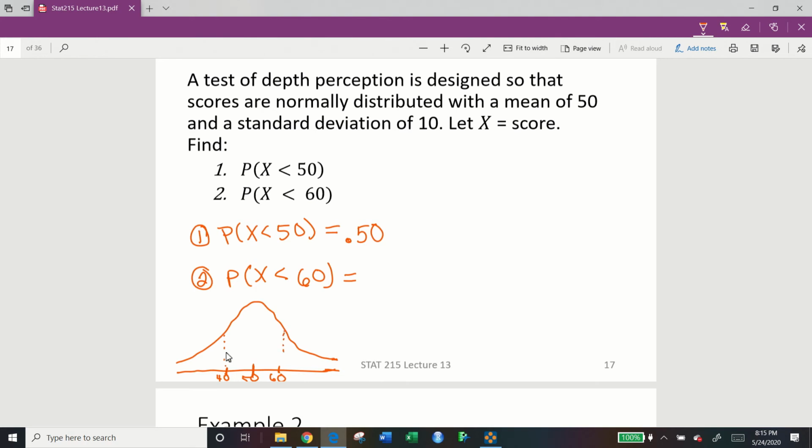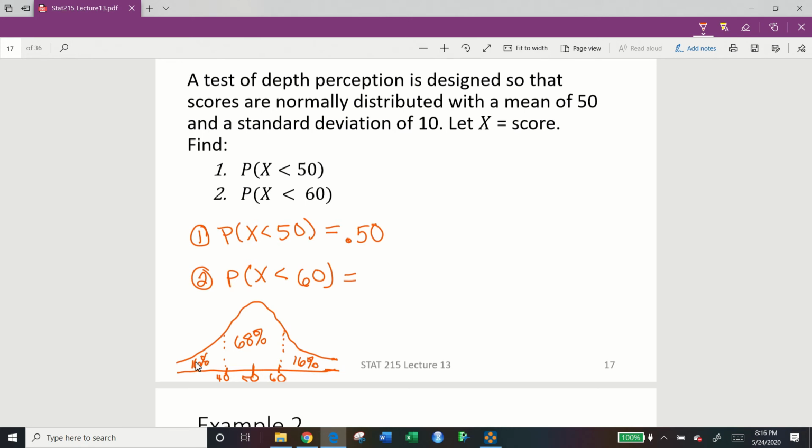And from our 68, 95, 99.7 rule, we know 68% of our data is going to be in that center part. Now, assuming that 100% of our data is under the curve, if we subtract 100 minus 68, that means we have 32% of our data unaccounted for. That is less than 40 and greater than 60. So if we divide that by 2, we've got 16% of our data that is greater than 60 and 16% of our data which is less than 40.